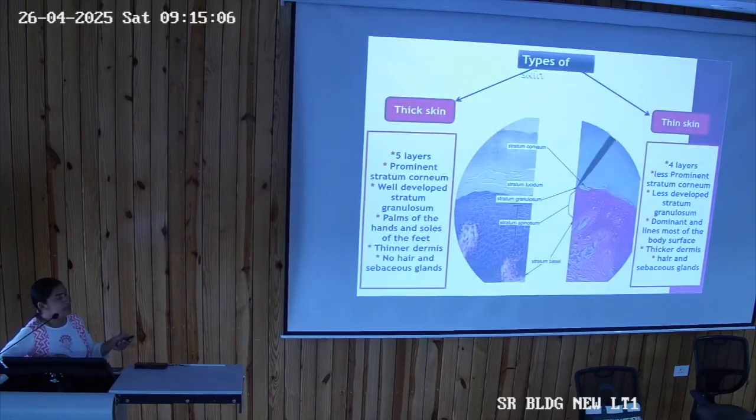Next, coming to the different types of skin in the body, thick skin and thin skin. You all know where the thick skin is present. It is present in the palm, it is present in the sole. So 5 prominent layers and 4 prominent layers. The thick skin has a prominent stratum corneum and a well developed stratum granulosum, while here there is a less prominent stratum corneum and a less developed stratum granulosum.